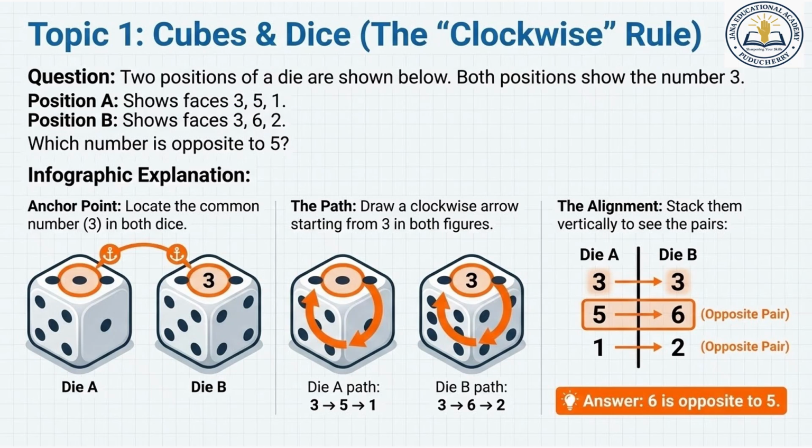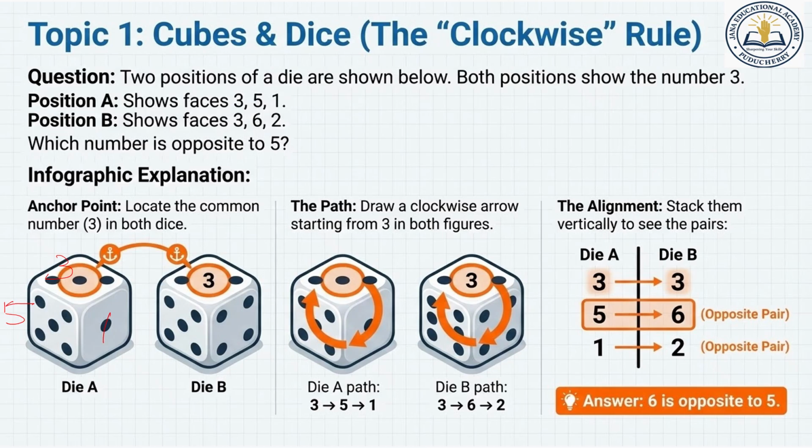Now you have to come to the problem of the clockwise. What is given in the question? Two dice. Two positions of a die are shown below. Both positions show the number 3. You see that position A faces 3, 5, 1. That means this face is 3, this is 5, this face is 1.